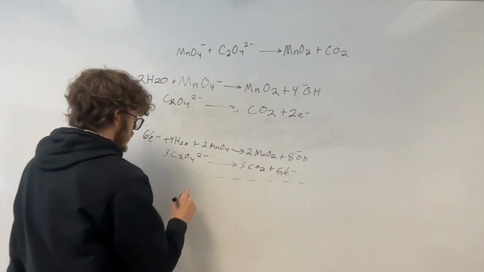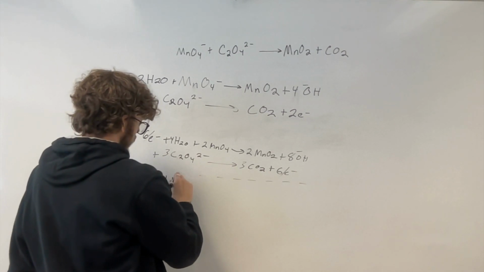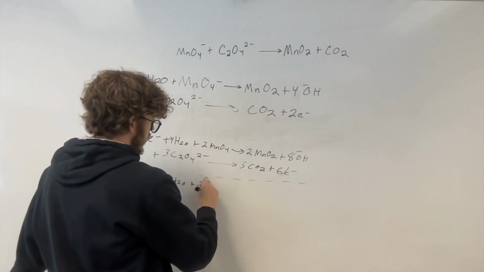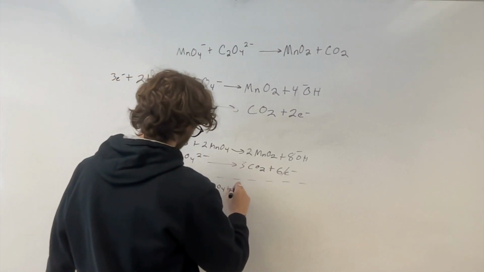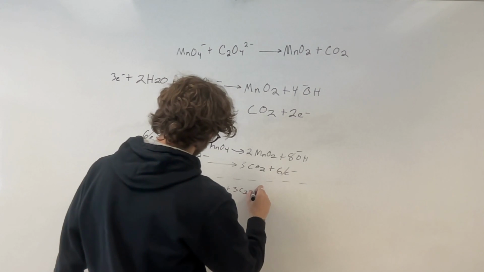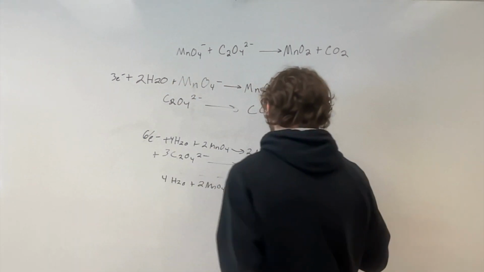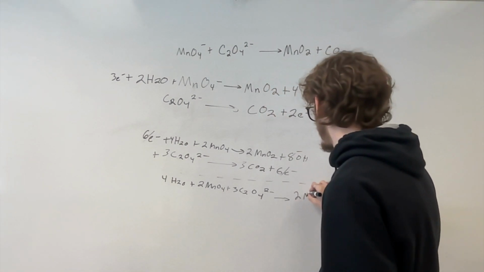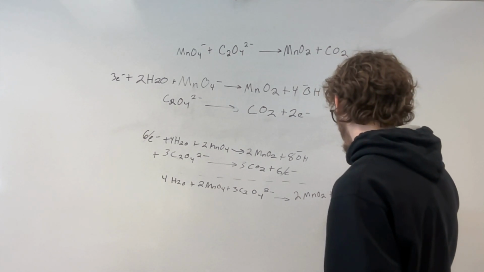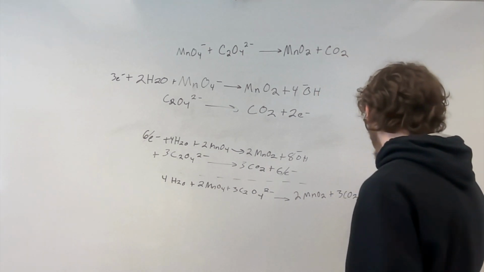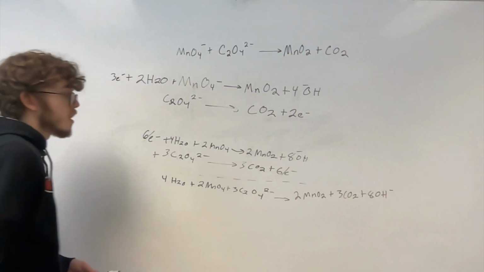Now we just add the 2 together: 4 H2O plus 2 MnO4- plus 3 C2O4 2- is going to yield 2 manganese dioxide plus 3 carbon dioxide plus 8 OH-. So that's the full equation there.